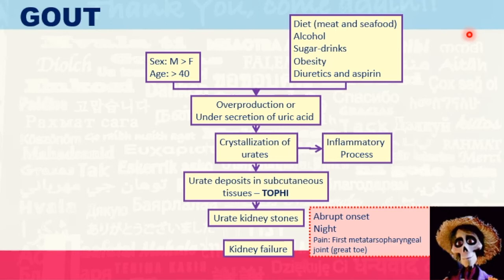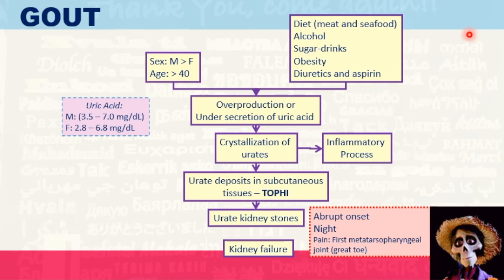Now, one characteristic of a patient with gout is that the pain would be abrupt onset and usually be at night. And the pain is usually found on the first metatarsophalangeal joint. Okay, correct, metatarsophalangeal joint, or your great toe. That's usually the first victim.